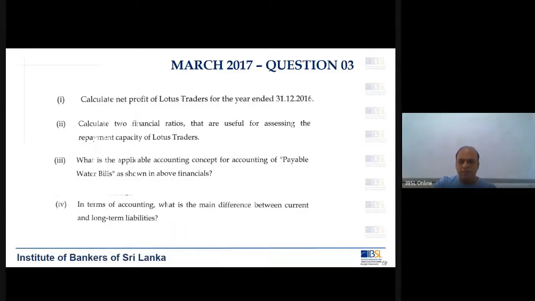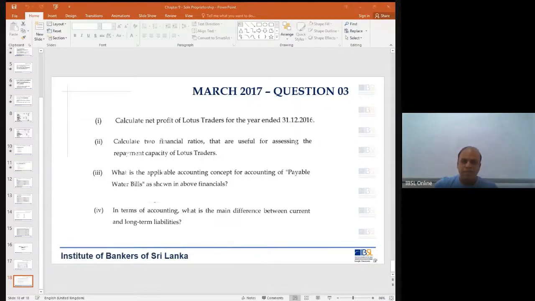Can anybody answer that question? Why have they got this water bills payable in their books? Simply because they have looked at the bills that were not paid by the business as at December 31st, and as a result, they need to account for that particular bill.